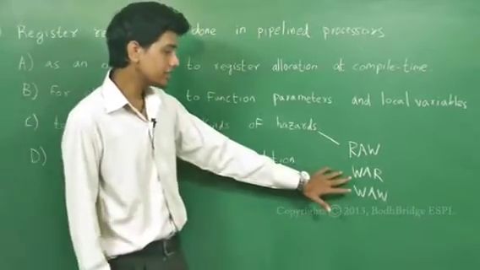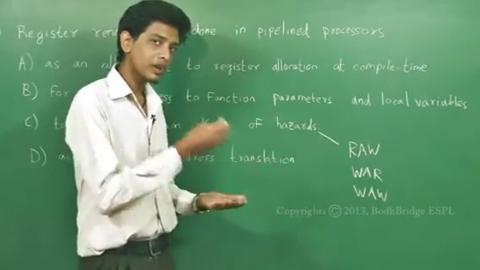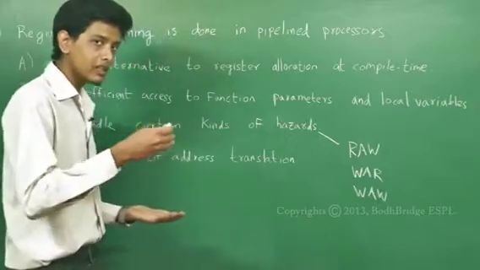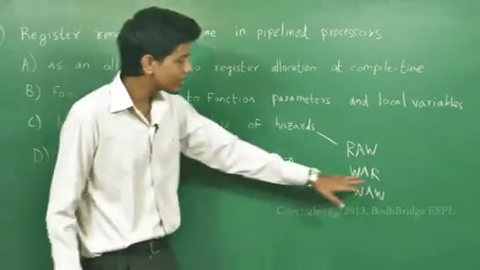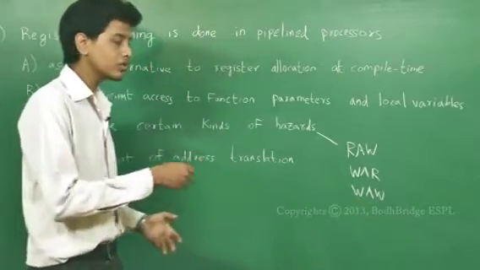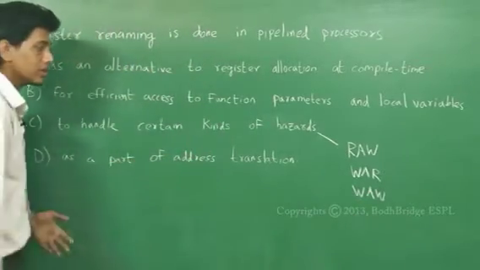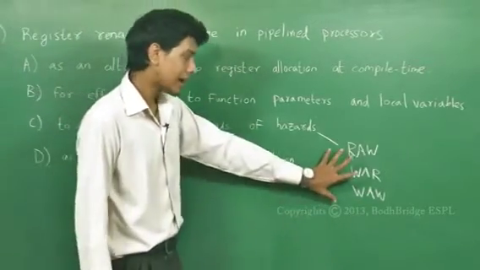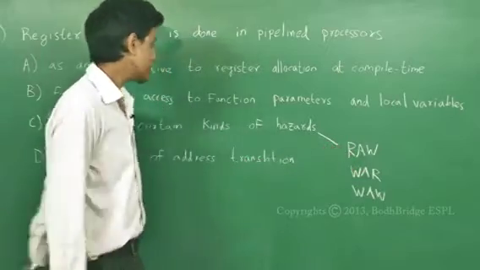Similarly, write after read is if a process is reading from a location and another process is writing, if the write happens later, the read should get the older value. And write after write is the second write should be the existing value in the memory location. So these are hazards. To handle this, the compiler does register renaming.